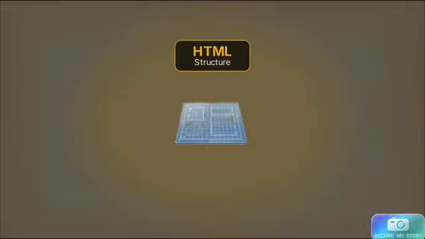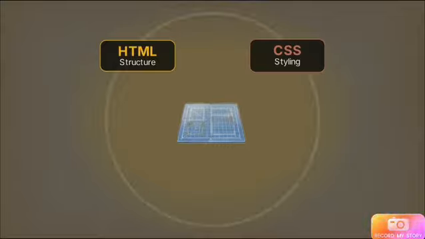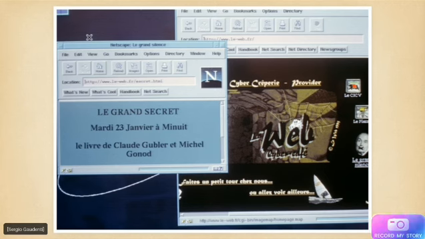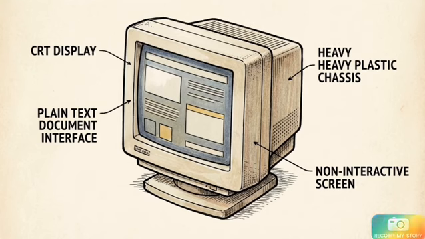Setting the scene: in the early 1990s, the web was built on two simple pillars. HTML provided the structure of a page, and CSS provided the styling. If you load up a vintage Netscape browser interface from that era, you immediately hit a wall. You were looking at a static document. The pages were read-only, with no internal logic.